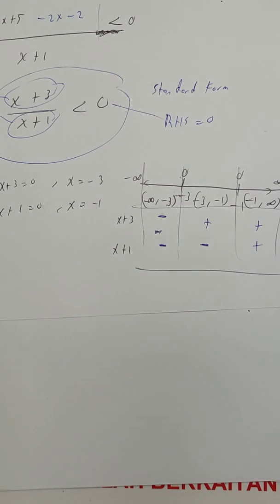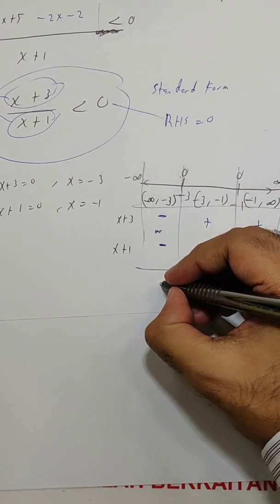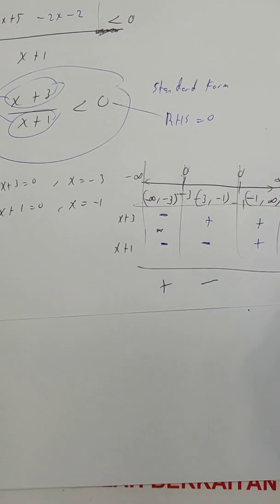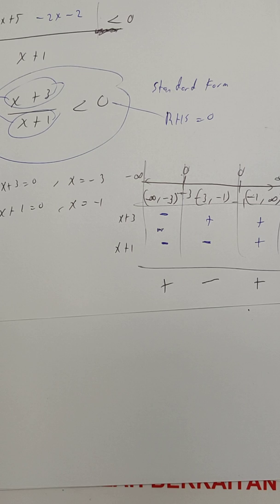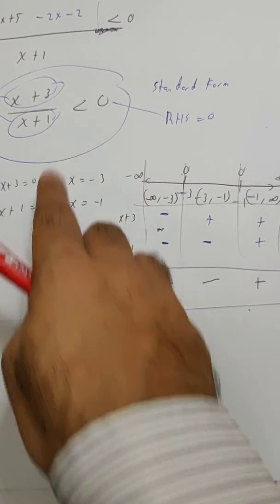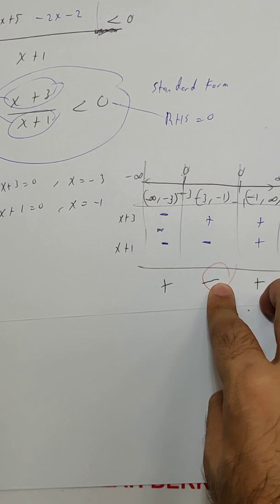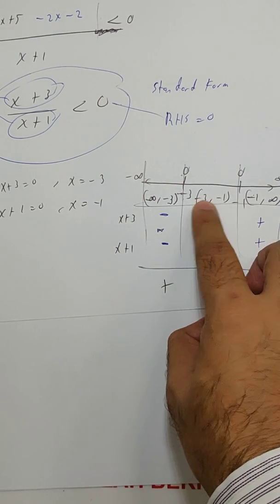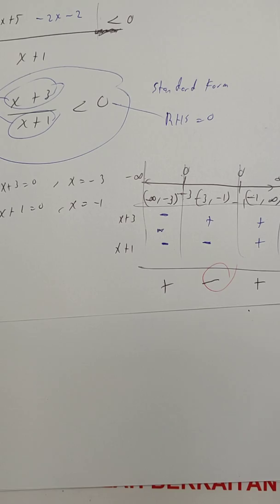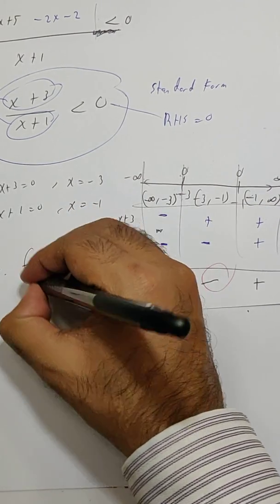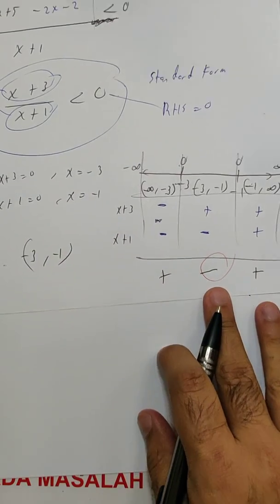Alright, so negative, negative: positive. Positive, negative: negative. Negative, positive: positive. So which one should we take? We want less than 0 here, so we take negative. This one is between what range? Negative 3 and negative 1. You guys okay?